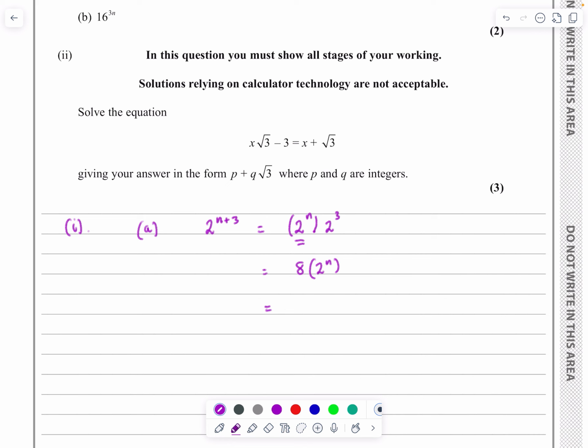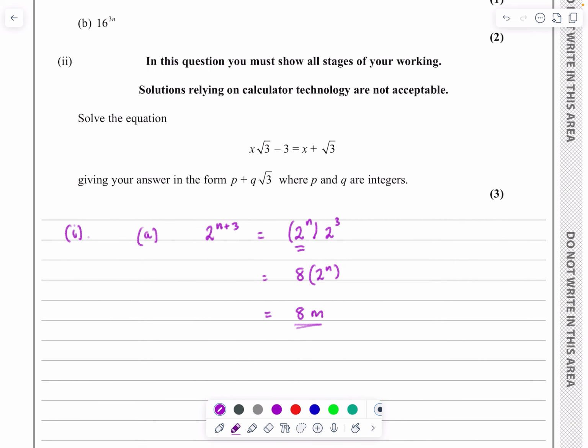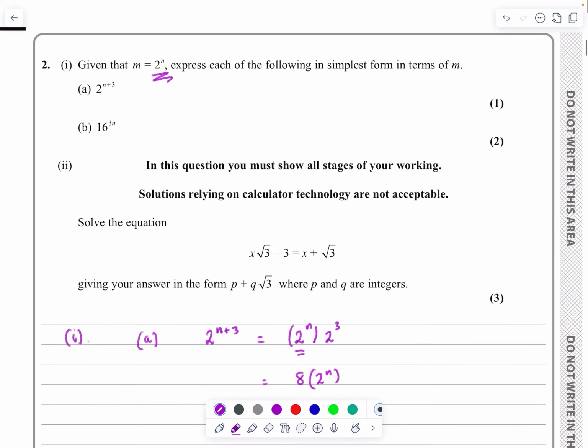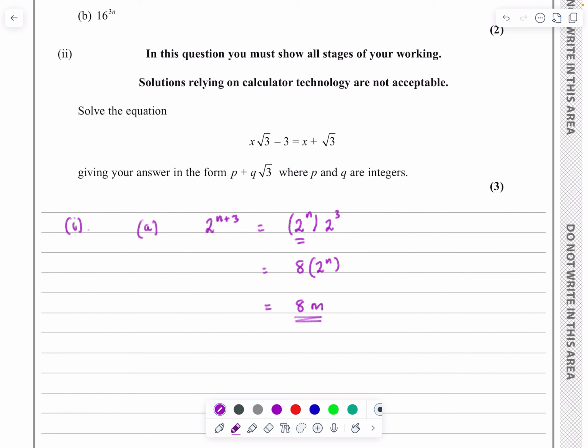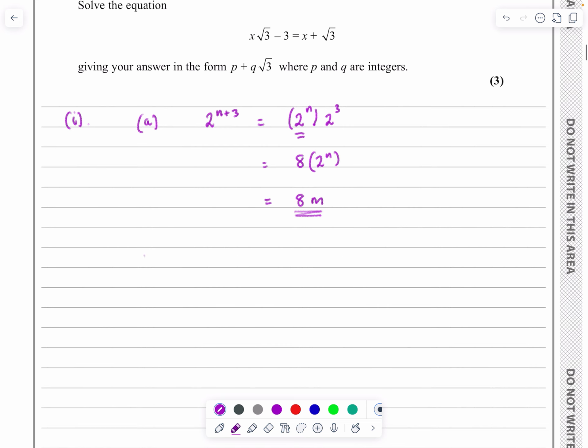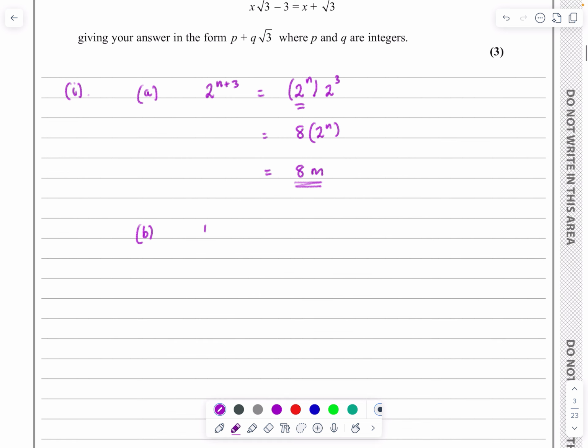Because of the way the question wants it for me, the question says m is equal to 2 to the n. So we actually end up with 8m there as my answer, because it said, can we give it in terms of m, which I have done for part A. Part B, then, is slightly more difficult, but following through from the same idea. We've got 16 to the 3n.